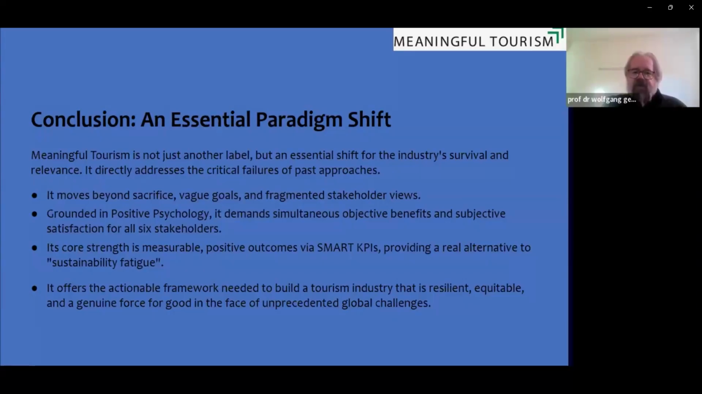Its core strength is the measurable positive outcomes via smart KPIs, which hopefully provide a real alternative to the sustainability fatigue. And it offers an actionable framework needed to build a tourism industry that is resilient, equitable, and a genuine force for good in the face of all the unprecedented global challenges we are all having to deal with.